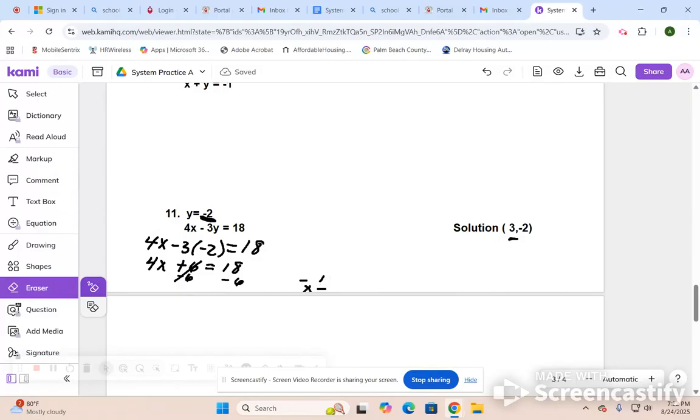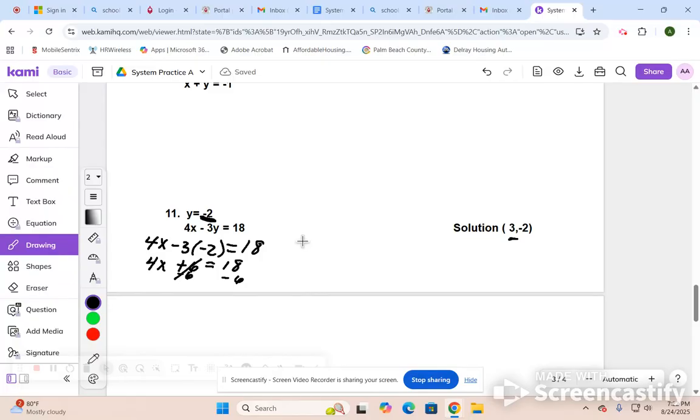Let me just fix this so it's a lot neater so that you can read it. So we had 4x equals 12. Divide both sides by 4. x equals 3. So our solution is 3, comma negative 2. We don't have to solve for y because it's already solved for y. And this ends this short video on solving systems using substitution.